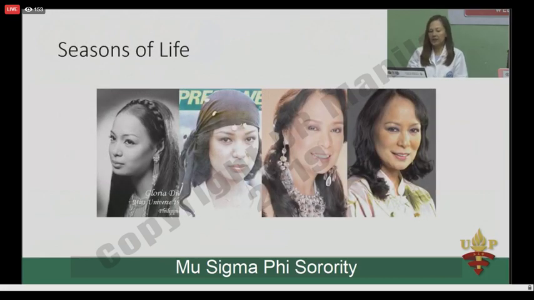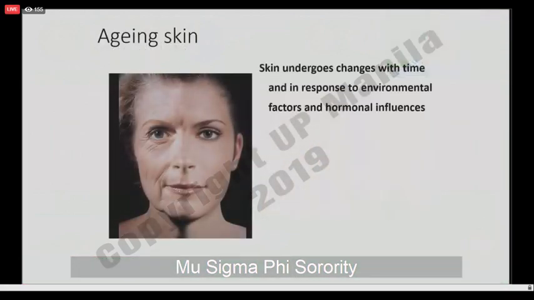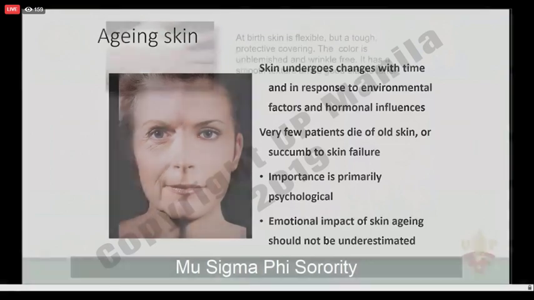Now, we change as we go through life. We're still the same person, but our physical appearance changes, as seen from this compiled photos of our own Gloria Diaz when she won as Miss Universe in 1969 and up to her picture now at present. So the skin undergoes changes with time and in response to environmental factors and hormonal influences. Very few patients die of old skin or succumb to skin failure. The importance is primarily psychological. The emotional impact of skin aging should not be underestimated.